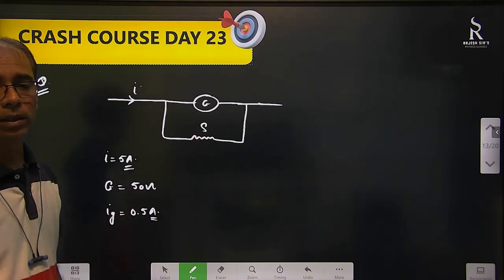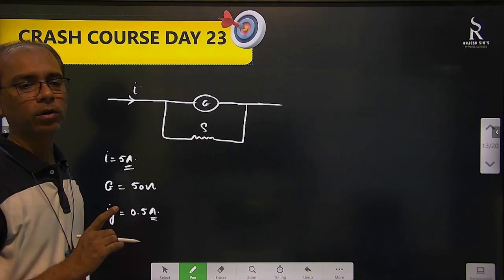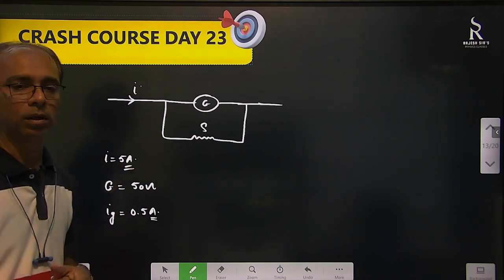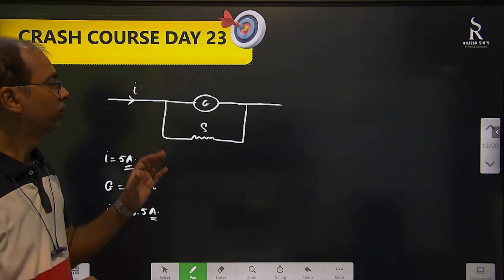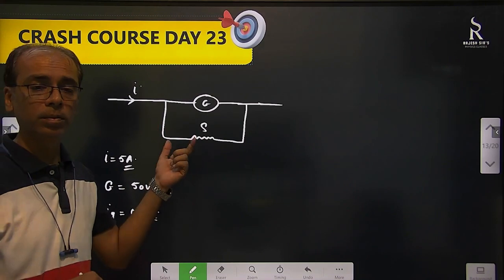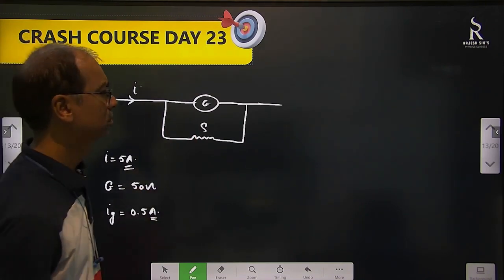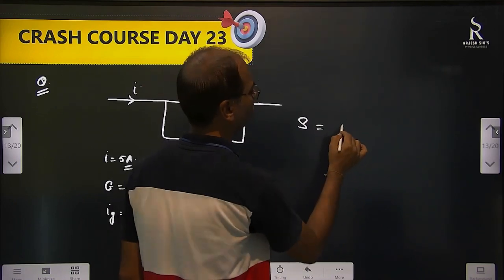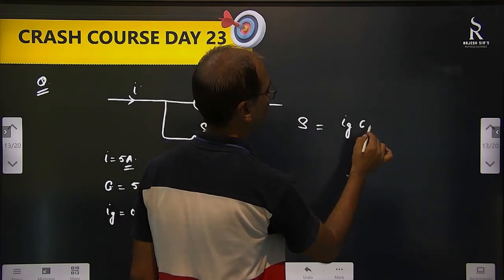How can we make this galvanometer work and measure 5 ampere current? For that, what shunt is required to be added? Where is the shunt to be added? Parallel. So what is its value? We know the formula now, but even if we did not know the formula, we know what to do. Ig into G by I minus Ig.